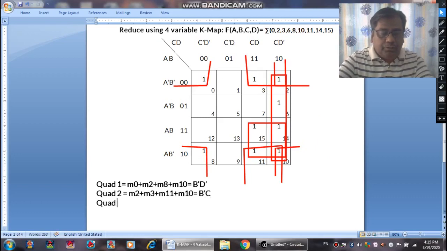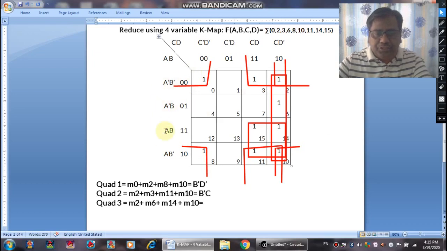Next we will write the quad number 3. We are talking about the quad number 3 as M2 plus M6 plus M14 plus M10. From the left everything is changing, each variable is changing. From the top only C D bar is common to the entire quad. That means C D bar will be the answer.